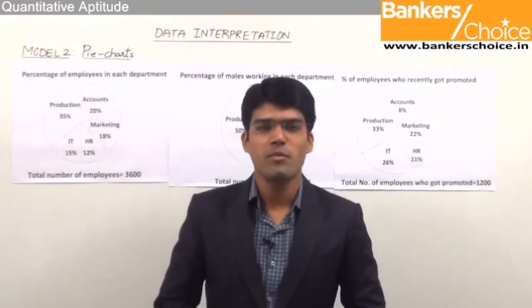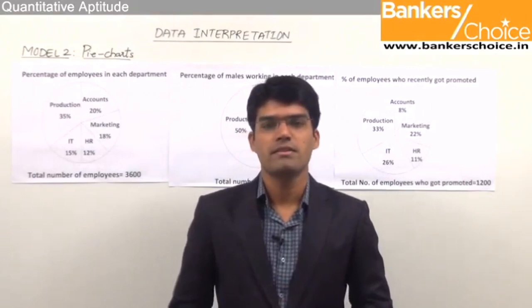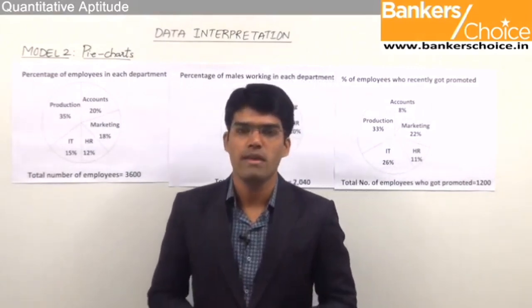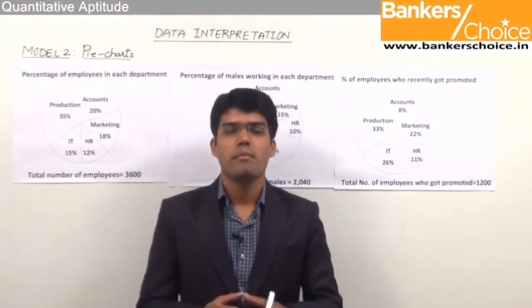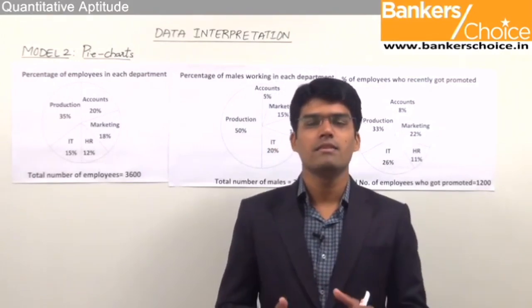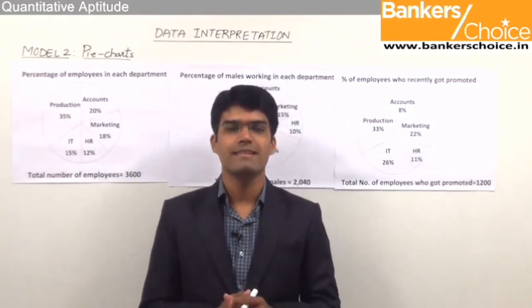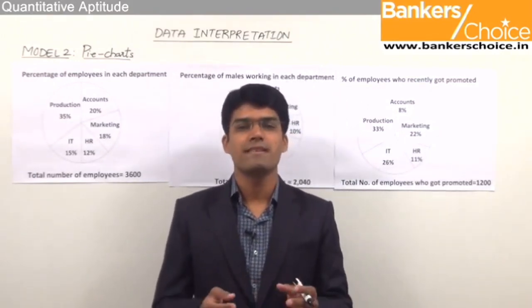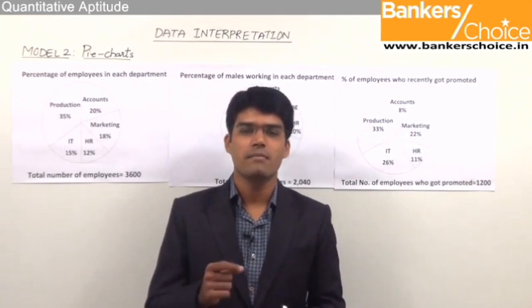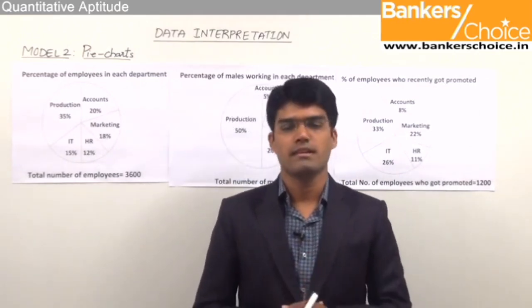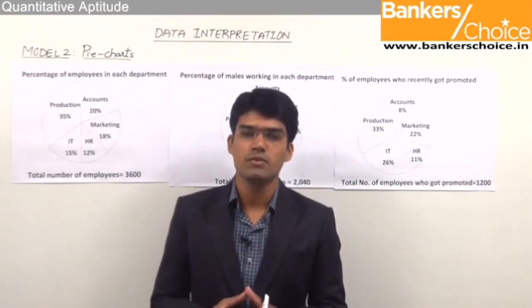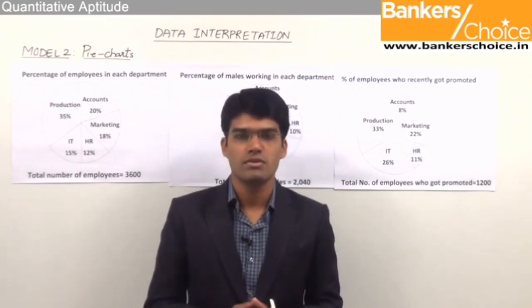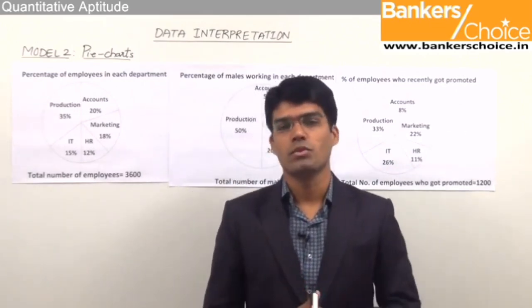Let us now take the second model from the topic of data interpretation, where we are going to discuss a question based on pie charts. A pie chart is nothing but a circle which has been drawn around an angle of 360 degrees and has been divided into different sectors, where each sector represents a particular element in the given data. Pie charts are generally useful when the percentage proportions of various elements are to be shown.